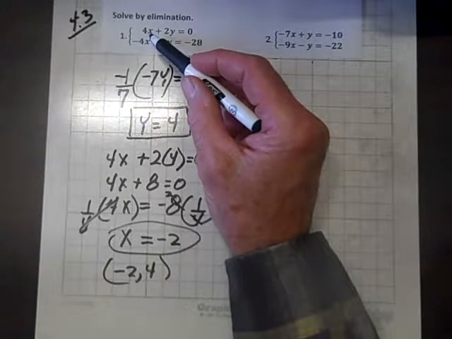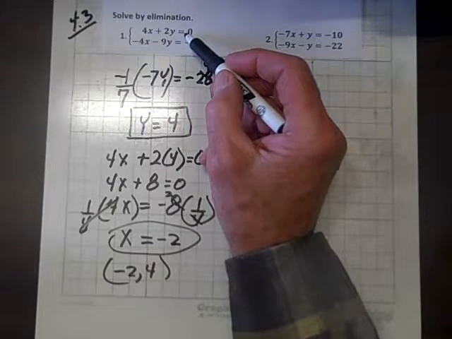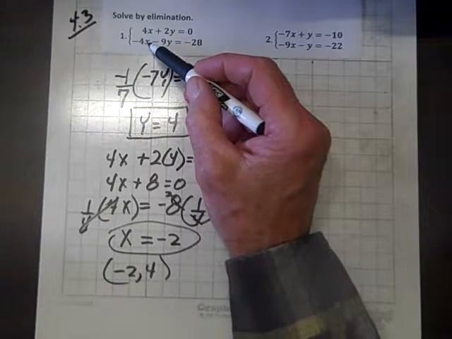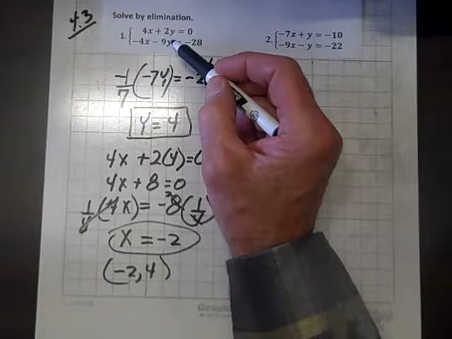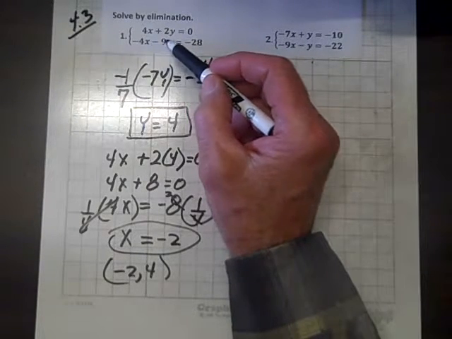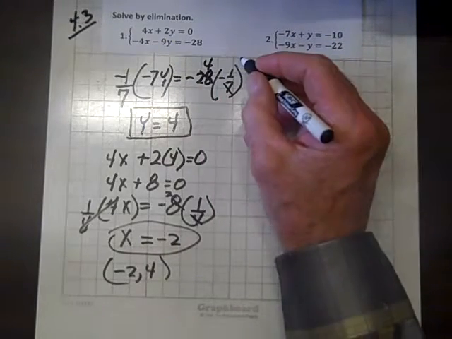When x is negative 2, we have a negative 8. When y is 4, we have 8, and those add up to 0. If x is negative 2, we have 8, and if y is 4, we have 36. 8 minus 36 is a negative 28, so we did it right.